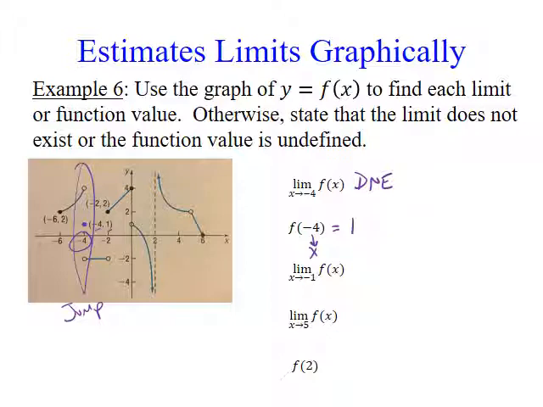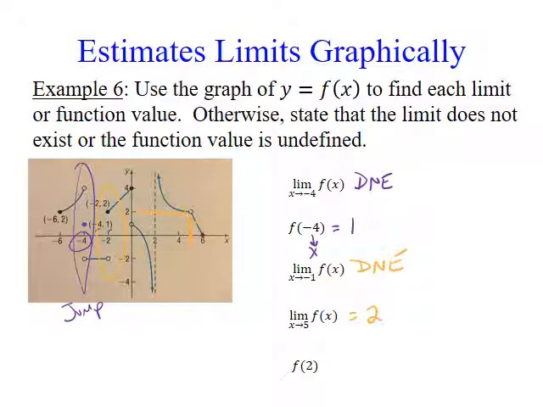The limit as x approaches -1, well, once again, we have a jump, so the limit does not exist. The limit as x approaches 5. Well, here's 5. The intended height from the left and from the right is the same, and that intended height is 2.